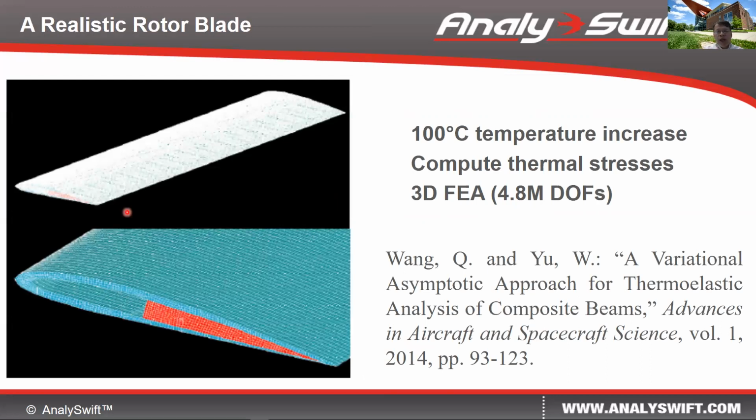And we also validate VABS against 3D FEA. This is an example of a realistic rotor blade made of different materials and composites, and has a 100 degrees C temperature increase. We are asked to compute the thermal stress. Typically, if you want good thermal stress results with VABS, people rely on 3D FEA with solid elements. For this model, for decent results, we require almost 5 million degrees of freedom.